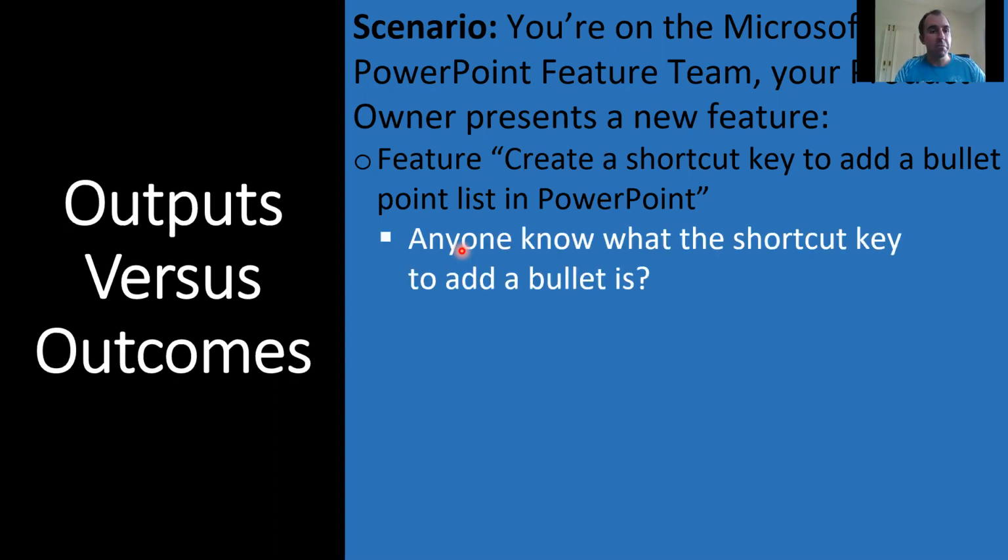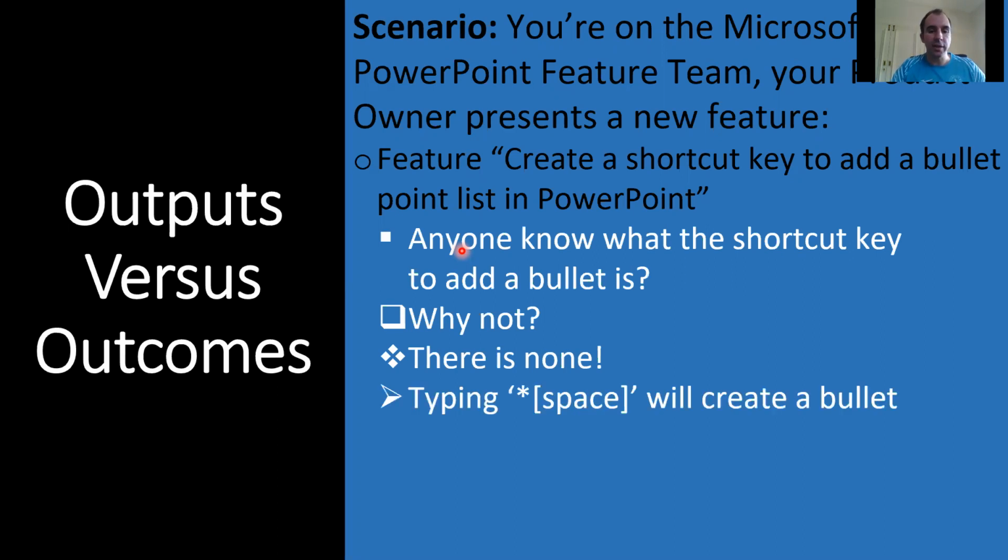So yeah, anyone know what the shortcut key is to add a bullet point list in PowerPoint or Word? Obviously, it's not Control B because that will turn things bold. It is a bit of a trick question. You probably don't know the answer. There's no shortcut key. And the reason for that is that there's a better and easier way to add bullet points. And that is by doing an asterisk or a hyphen and a space. That will create a bullet for you. I'm sure plenty of us have done that before.